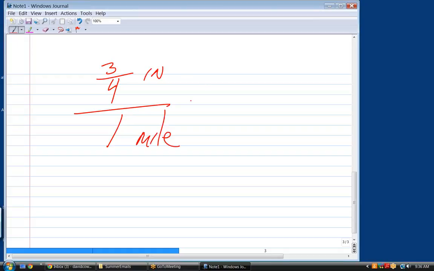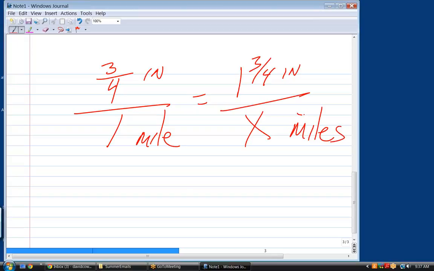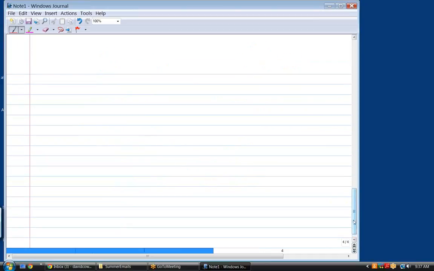And the distance measured on the map is 1 3/4 inches, and x is the unknown. In other words, we want to know how many miles that is. Can't you still cross multiply? So what do we have now? We have 3/4 x equals 1 3/4. And now I divide that by that. Tell me how I'm going to divide that by that.